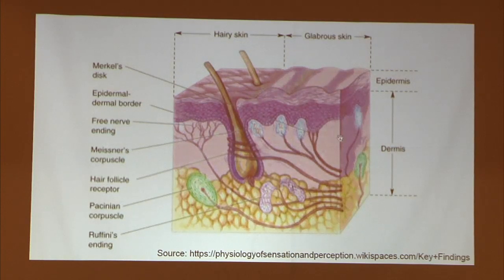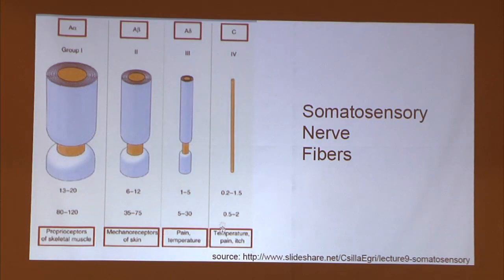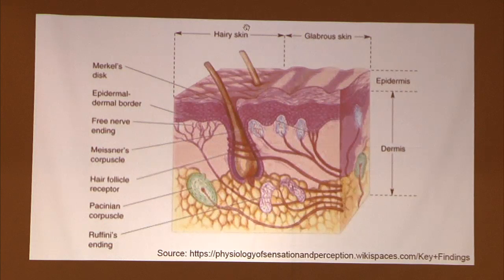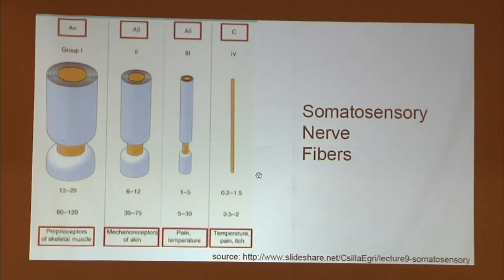Then the temperature and pain free nerve endings are going to be either delta or C fibers, depending on if they're quick pain or non-quick pain. This looks like unmyelinated because it doesn't have any myelin on it. Possibly. So we have all of these in the skin. This is mainly in the muscle or the joints for proprioception. This is more in the skin for pain, temperature, and pressure sensing.